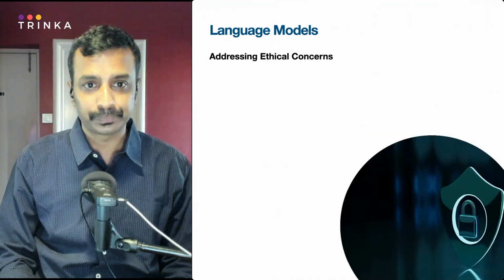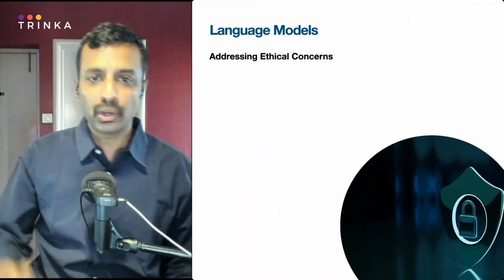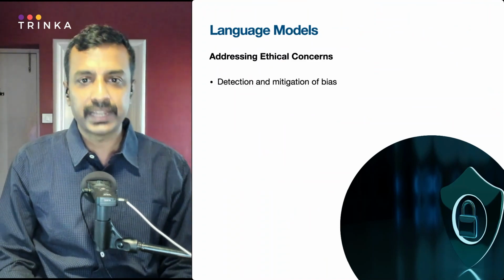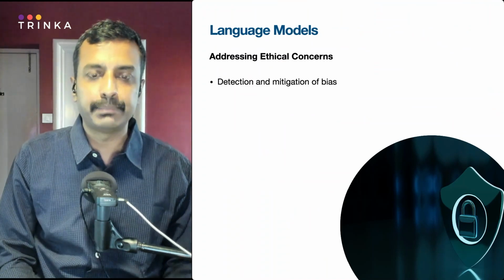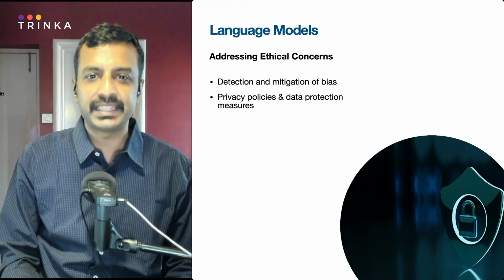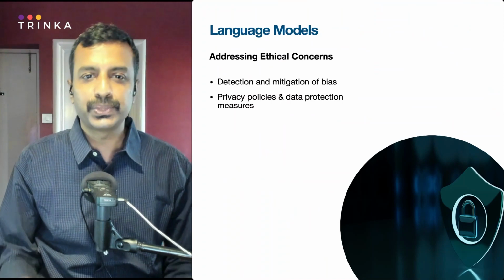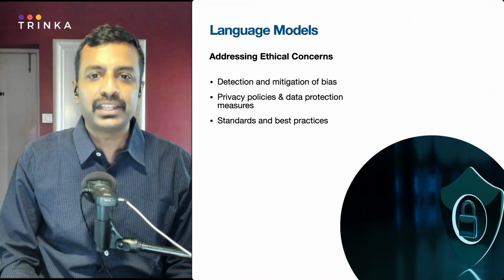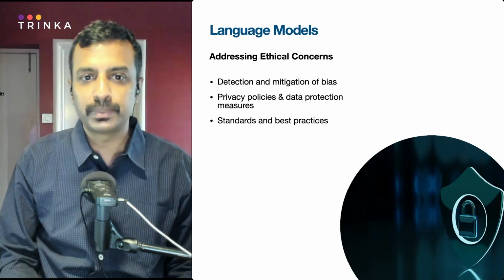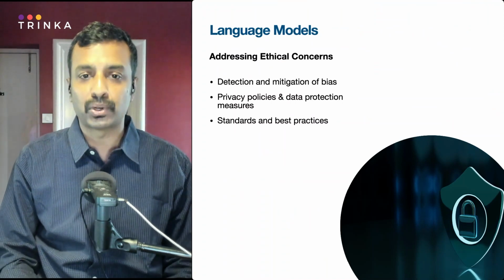to programming code. Now, there are ongoing efforts to address these ethical concerns. For example, researchers are developing techniques for detecting and mitigating bias in language models. Companies are also implementing privacy policies and data protection measures to ensure that user data is used responsibly. And organizations are working to establish standards and best practices for the responsible development and use of language models.